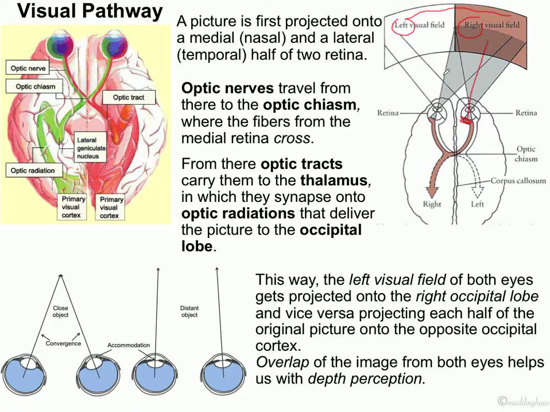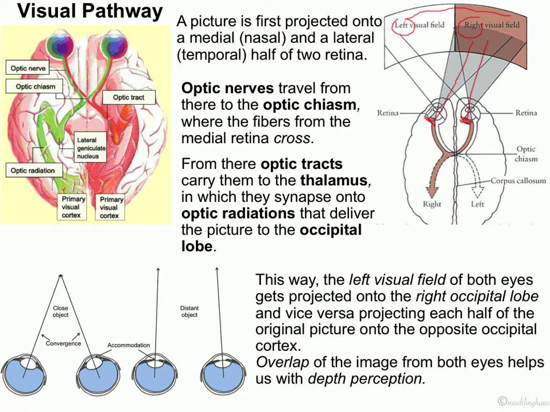When we look at the other eyeball, it also picks up this picture, this right visual field, but it picks it up on the outside part of the eyeball, the temporal half of the retina, or the lateral half of the retina.